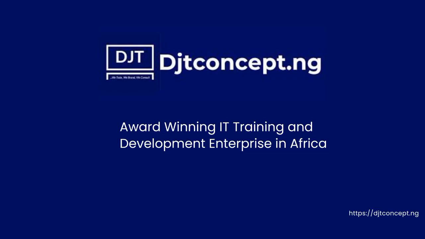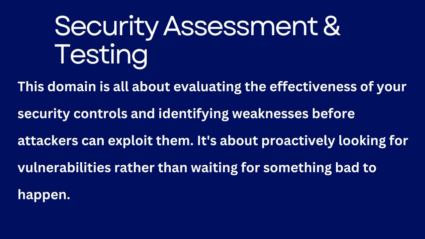Today we'll talk about domain 6, which is security assessment and testing. This is about evaluating the effectiveness of security controls to see how effective they are and to observe if there are weaknesses, and look at them before attackers are able to exploit them. So this is a way of proactively searching for vulnerabilities rather than waiting for something bad to happen.